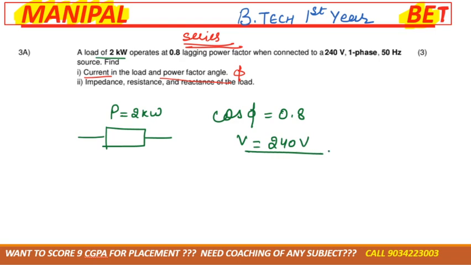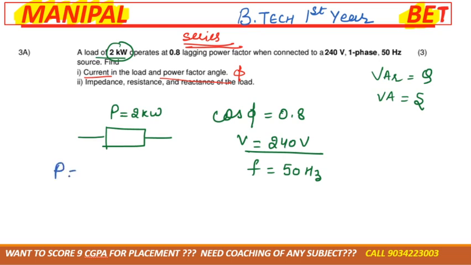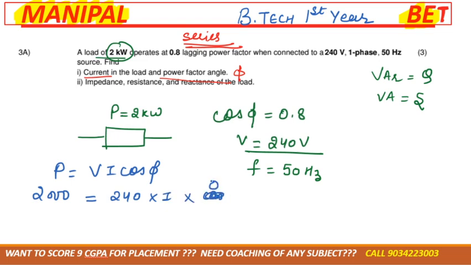Ma'am, when they give voltage, how do you identify if it's active, reactive, or apparent power? It is according to the unit. Kilowatt is the unit of active power, VAR is the unit of reactive power, and VA is the unit of apparent power. So according to the active power formula, VI cos phi, 2 kilowatt means 2000 equals voltage 240 times current times cos phi 0.8. So we'll be able to get the current.